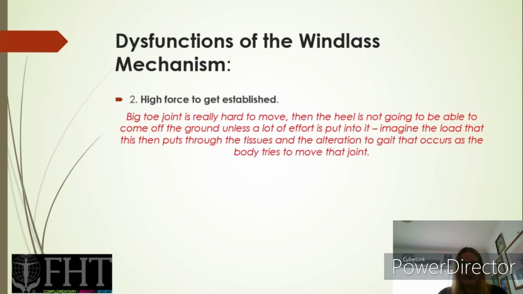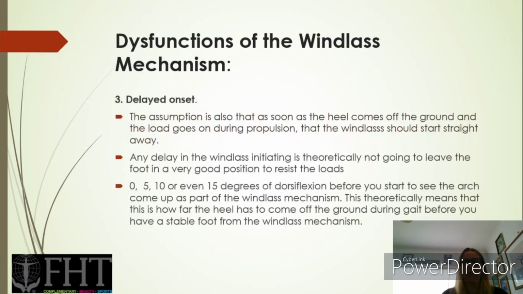We have another dysfunction of the windlass mechanism. This is when high forces are required to get it established. So basically, the big toe joint is really hard to move, and then the heel is not going to be able to come off the ground unless a lot of effort is put into it. Can you imagine the load that this puts through the tissues in the foot, and the alteration to gait that occurs as the body tries to move that joint?